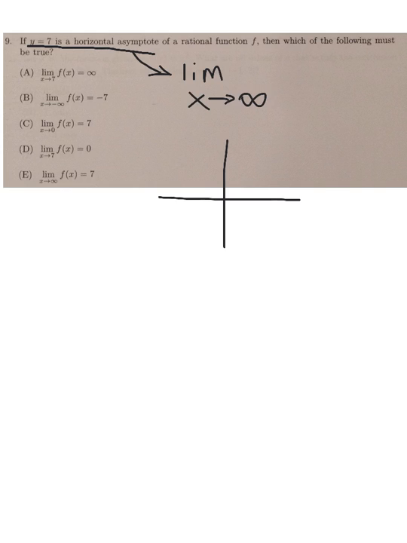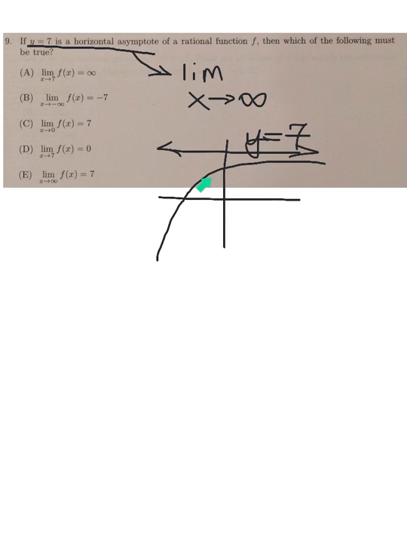So let me just show you what I'm talking about. They're telling you that you have a horizontal asymptote at y equals 7. So I'm going to write y equals 7. There's some function whose horizontal asymptote is y equals 7. So watch, I'm just going to make something up. That would be what the function looks like, right? Maybe it could look like this. Do you see that this has a horizontal asymptote at y equals 7?